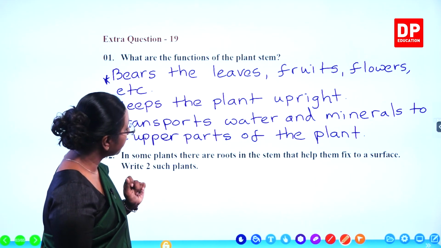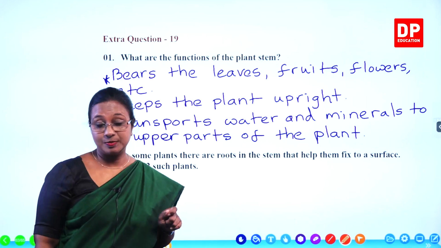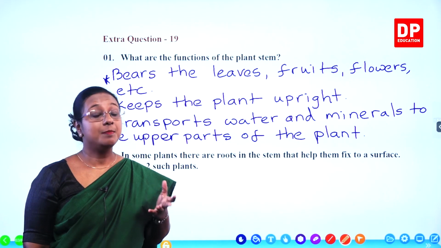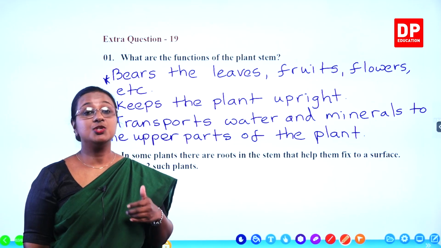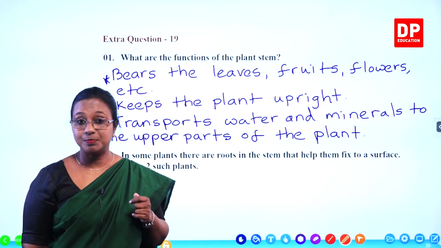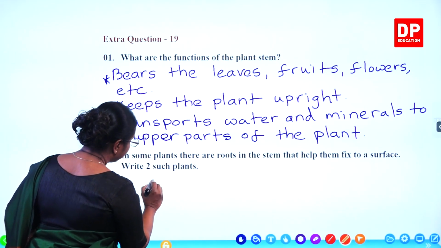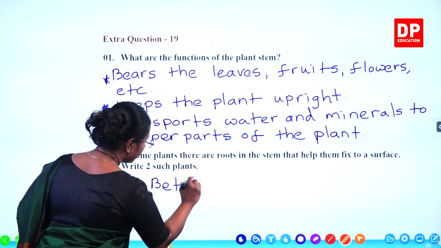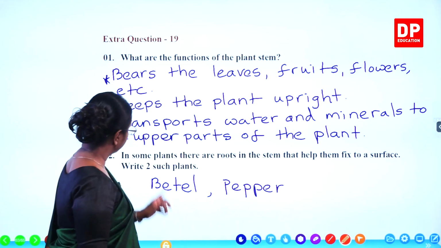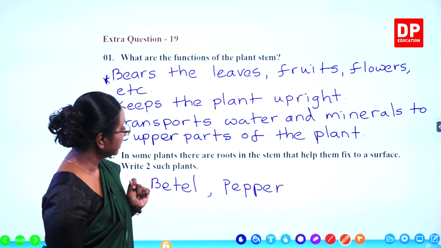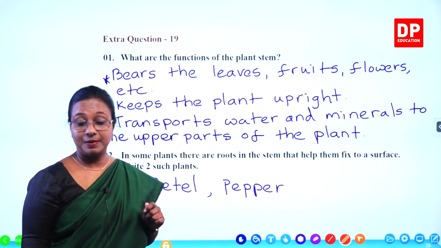In some plants, there are roots in the stem that help them fix to a substrate. Write two such plants. You can remember them. Betel and pepper. They have climbing stems or they are climbers. So they have the climbing roots or clasping roots. So you have to write two such examples. Betel and pepper. So, they have the roots in the stem that help them fix to a surface. Write two such plants.